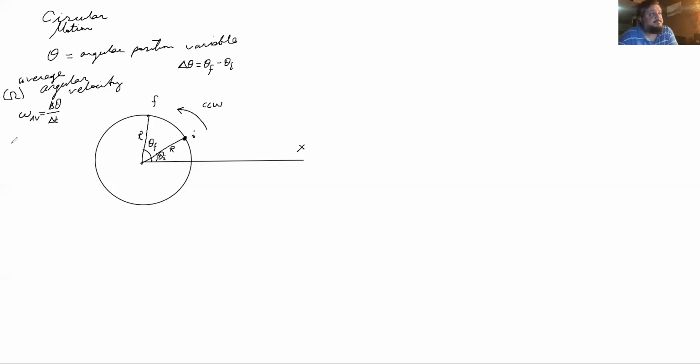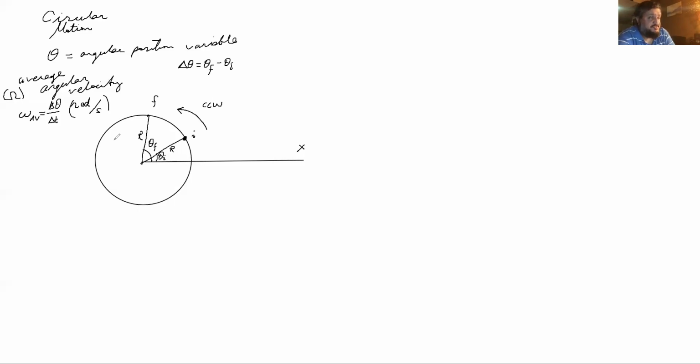So omega stands for angular velocity. Numerator is in radians. Denominator, seconds. So the unit for angular velocity is radians per second. Okay, simple as that. Theta may increase steadily, which would mean a constant angular velocity.